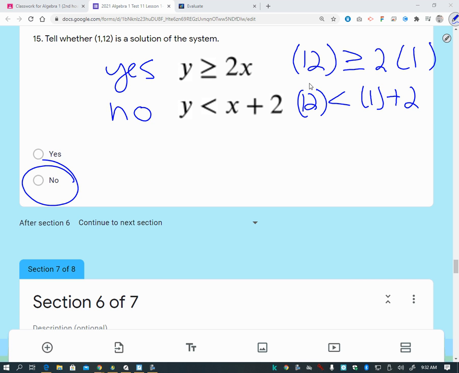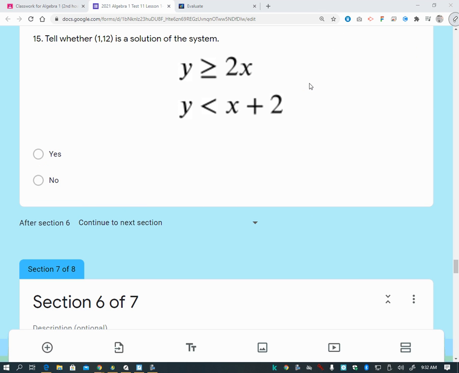And because it's not a solution to both of them, it's not a solution to the system. A system is more than one equation or more than one inequality. So it doesn't matter that it fits the first one. If it doesn't fit all of them, it doesn't fit. Okay?